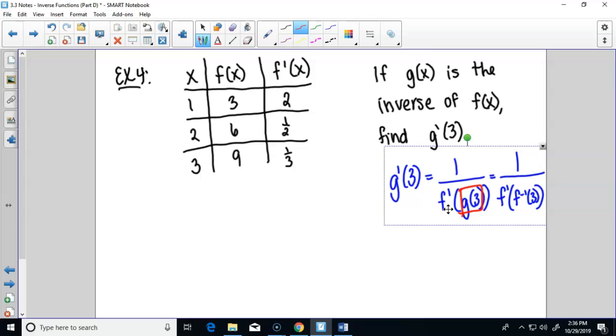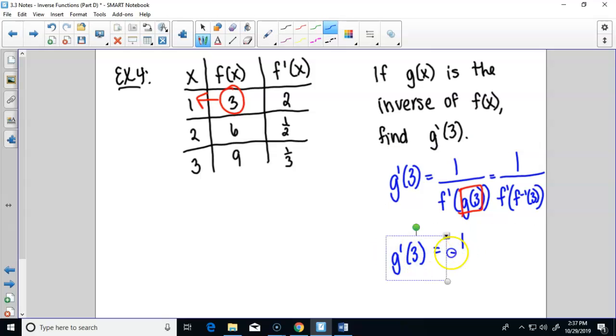Liliana, what is G of 3 going to be, or the F inverse of 3? Perfect. So right here, this is your Y. The X that goes with it is 1. So we will have G prime of 3 equals 1 over F prime of 1. And what is F prime of 1, Liliana? It's 2. Very good. 1/2 is your answer.